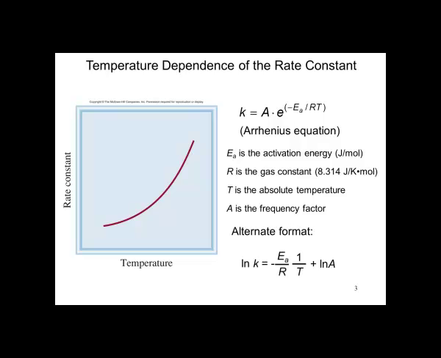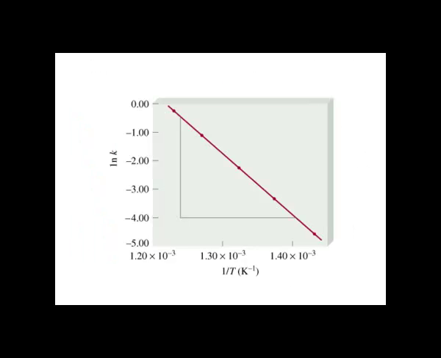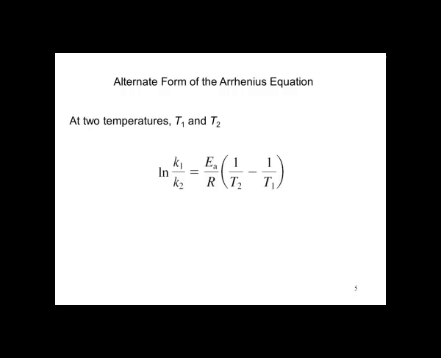The alternate format is the logarithmic equation. Log of K equals minus E sub A over R times 1 over T plus the log of A. If you plot the log of the specific rate constant, log of K, versus the reciprocal of the temperature, you get a straight line. An alternate form of the Arrhenius equation can be given for two temperatures, T1 and T2. The log of K1 over K2 equals EA over R times 1 over T2 minus 1 over T1.